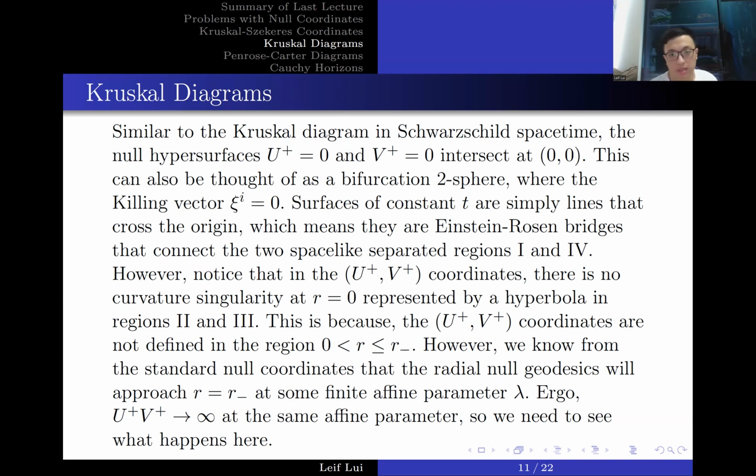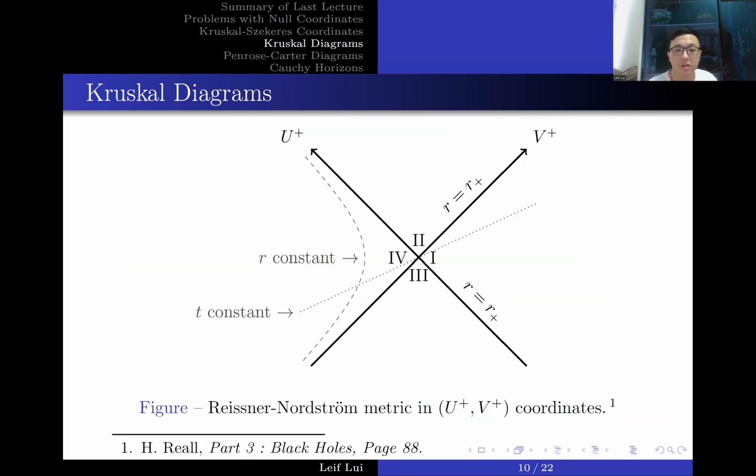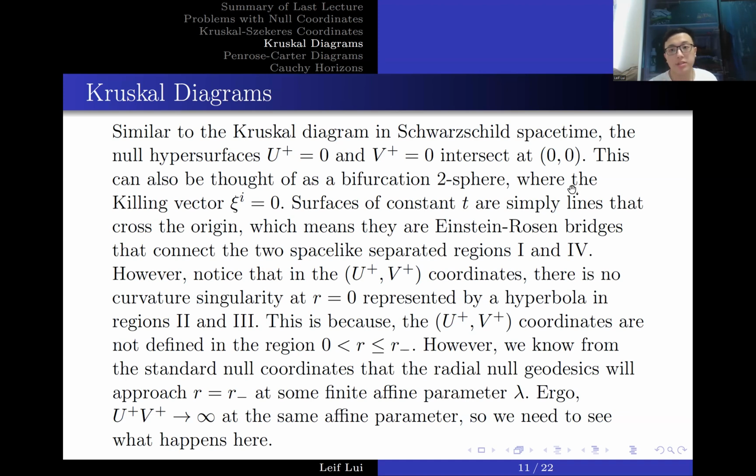But in this case, just another way to think of it for those who are more mathematically advanced, it can be thought of as a bifurcation two-sphere, where the Killing vector is psi equals 0. So for any surface of constant t, the lines are simply straight lines that cross the origin. So you can see here t equals constant is a dotted straight line that crosses the origin. And this is exactly the same as the Schwarzschild case that I showed before.